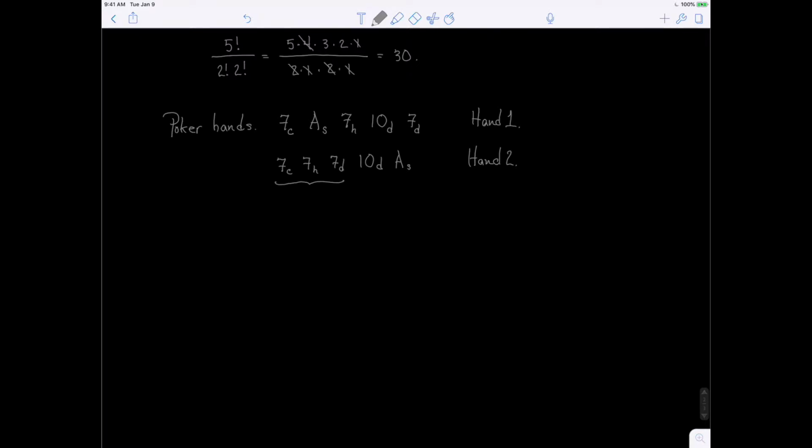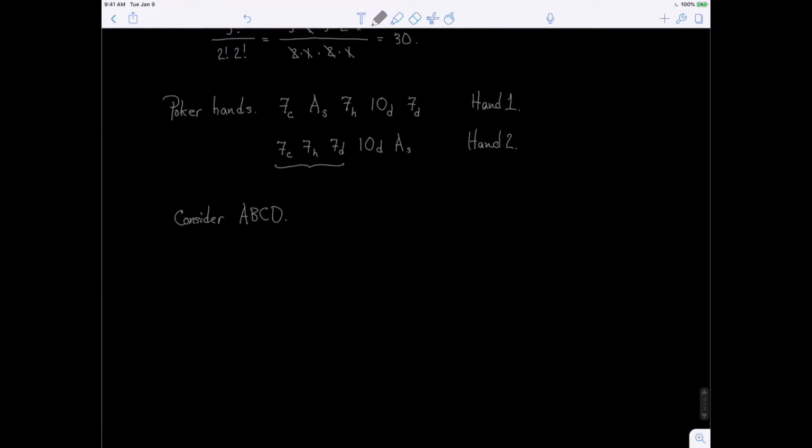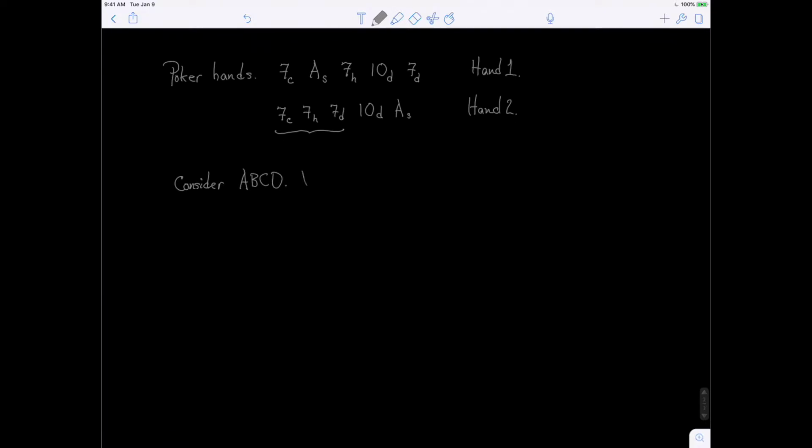So let's try this. Consider the letters A, B, C, and D. And here's what we're going to do. We're going to do this painstakingly, because we're going to write all possible 3-letter words. Okay, so here we go. Get your patience and your thinking cap, and I think we can get through this.